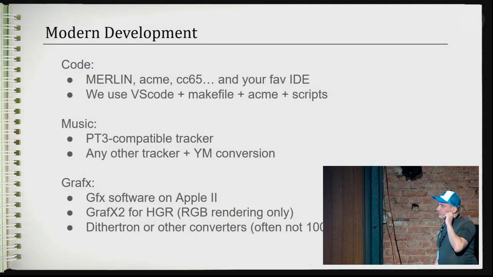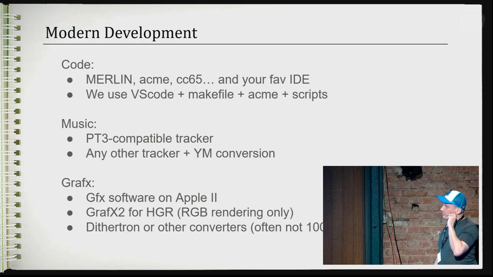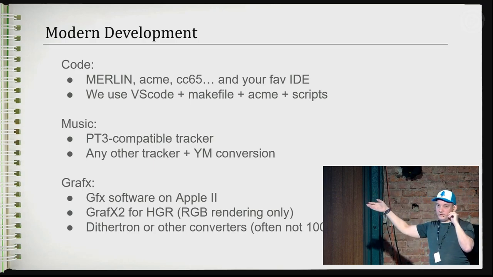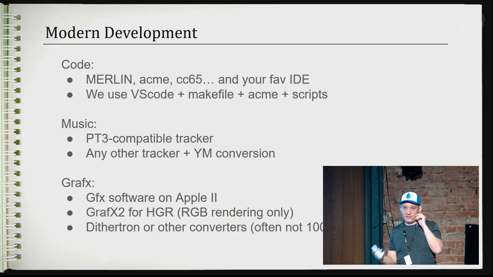For the code, you can use anything you want for the 6502. The main assembler is called Merlin on the Apple II. We use Acme, but you can do C64, whatever you want. We use VS Code and makefiles. And we have Python scripts to do floppy images. For the music, we have a PT3 compatible tracker, but it's quite slow. You can use any other tracker, and we do a YM conversion, and we can play anything.